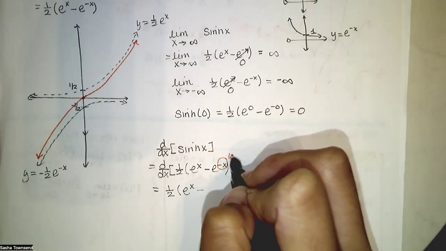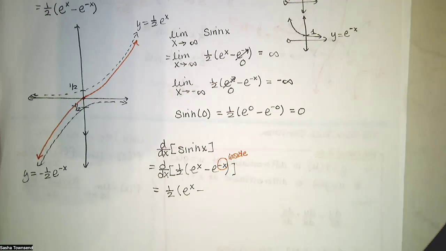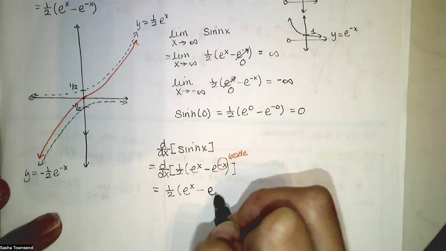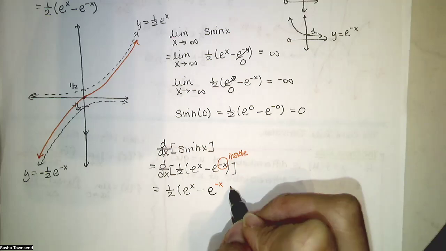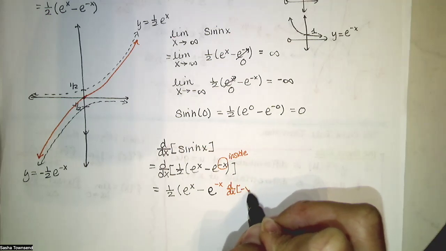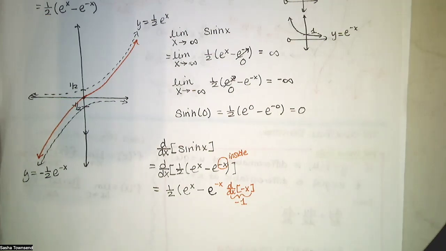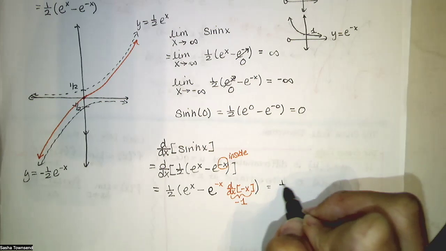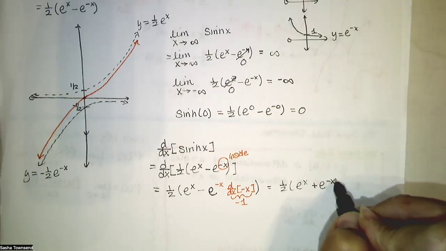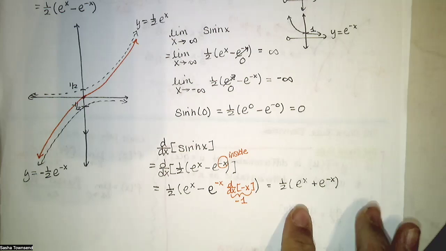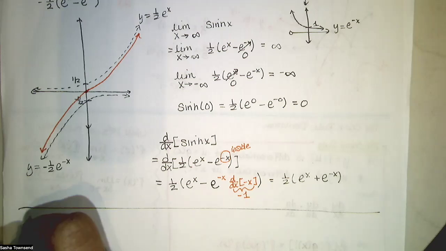Here's our inside function. And we need the chain rule again because we don't just have an x inside, we've got a negative x inside, so we've got to do something else. The derivative of e to some power is e to that power times the derivative of the inside. And we all know that the derivative of a constant times x is just the constant, in this case, -1. So we get 1/2 times e to the x, and then a negative times a negative is a positive. We get that. And that's actually the definition of what's called the hyperbolic cosine function.